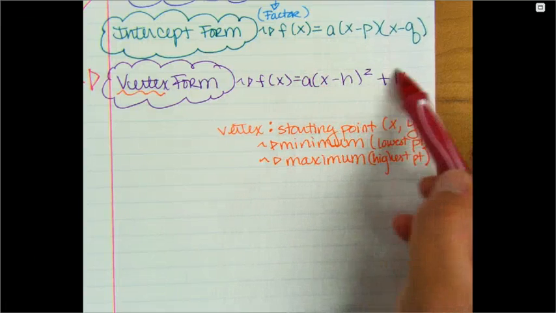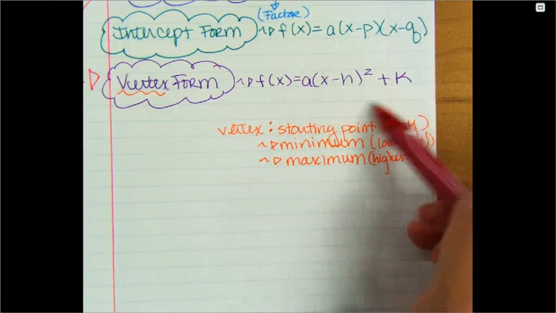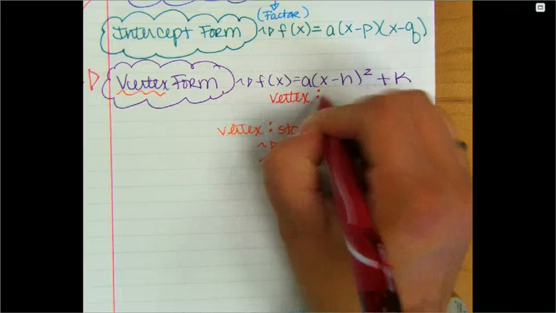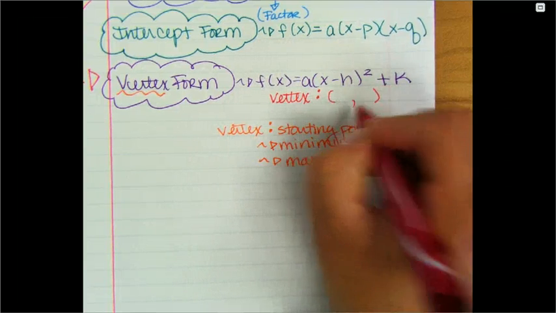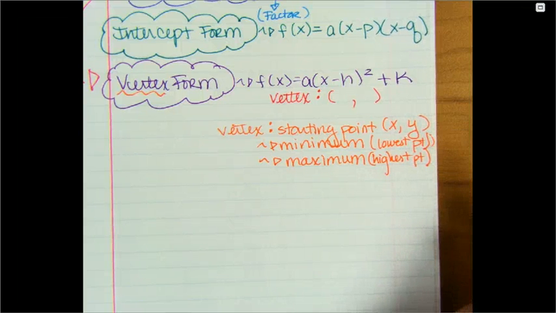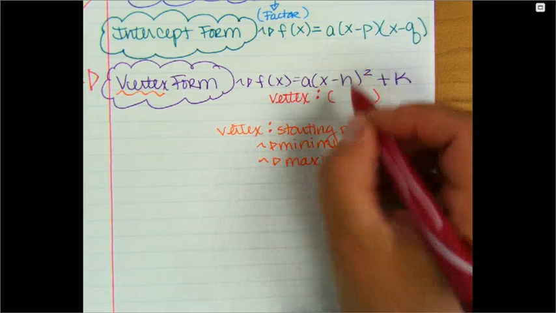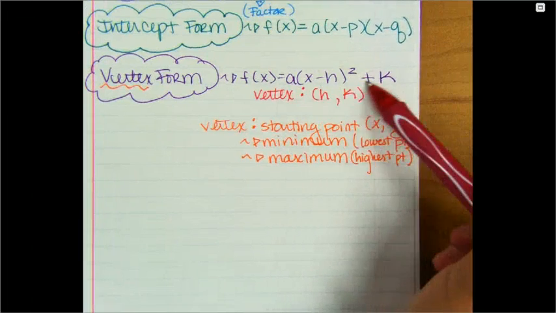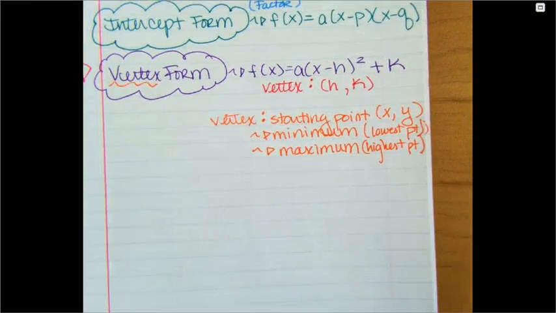Well, the vertex is located in this pretty thing right here. Now, I know it's a point x and y, but it's not represented by x and y. Do you understand? It's represented by h and k. So when I look at this form here, I see that it's vertex form.